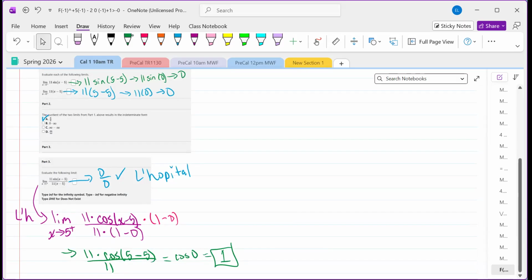So in order to use L'Hopital's rule on the test, you need to show me that you got 0 over 0 or infinity over infinity. But once you've shown that, then you can just do derivative of the top, derivative of the bottom, plug in the number, and that should be all you need to do.